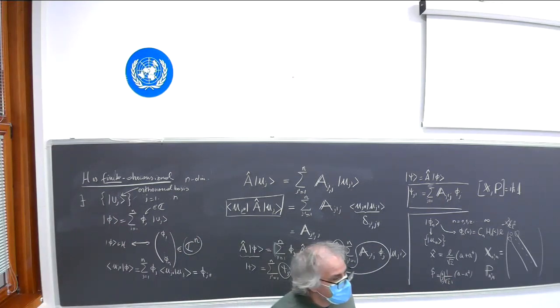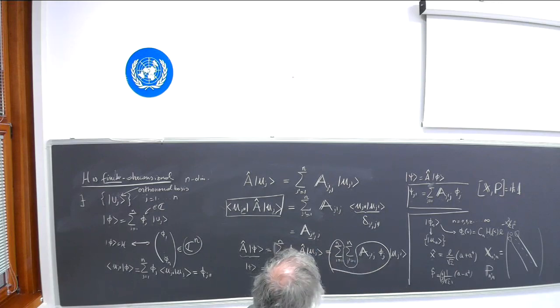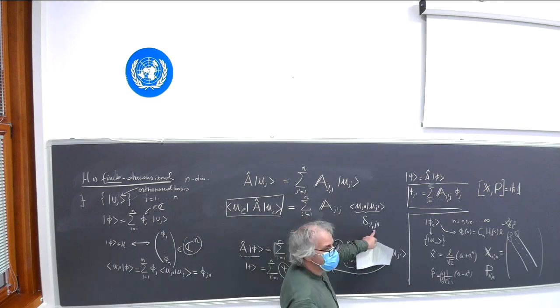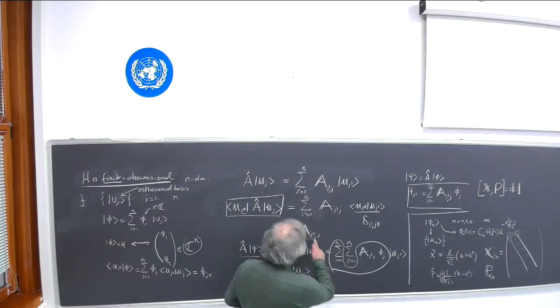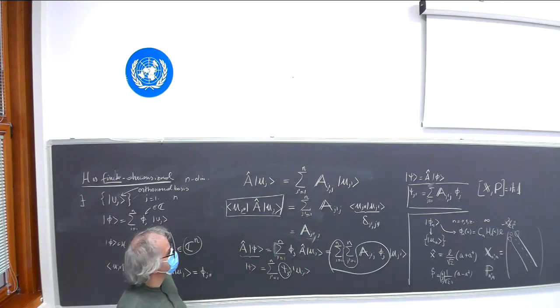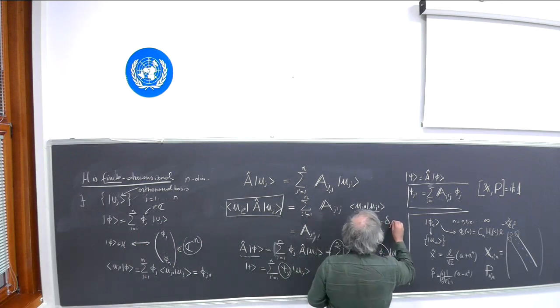How does the Kronecker delta make the summation? I mean, how do the indices interact with each other? Yes, I have to sum over j prime, right? But this delta restricts the sum to having simply j second. So I get j second. Sorry, this is a comma, okay? Sometimes I skip the comma, but I better not skip it. So it doesn't matter for the Kronecker delta how you write the indices. This is equal to delta j second, j prime.